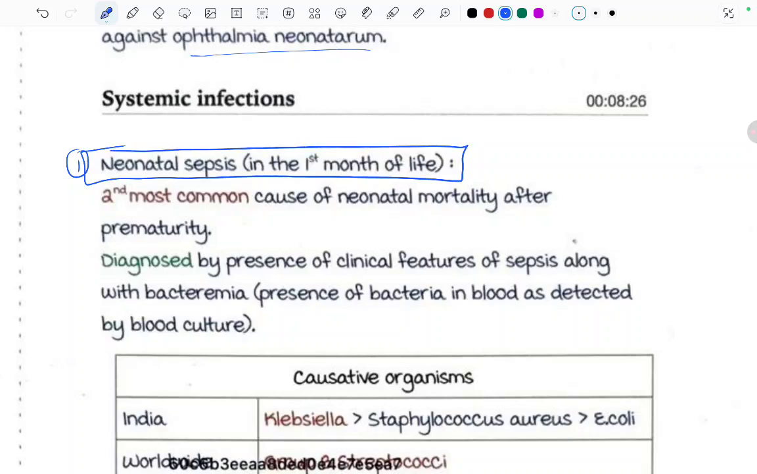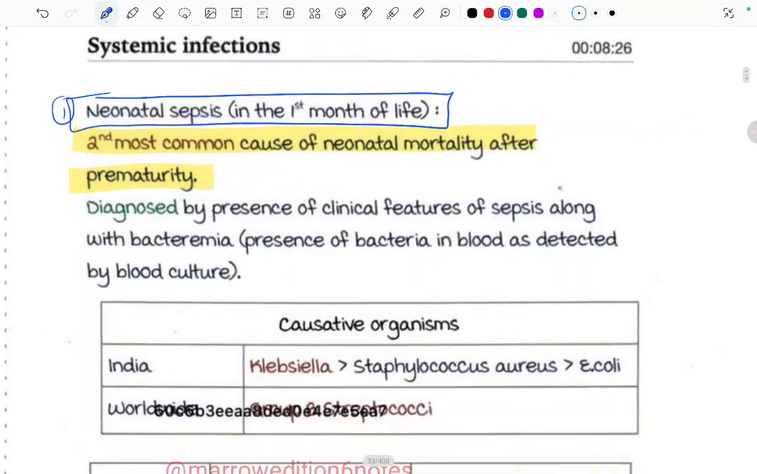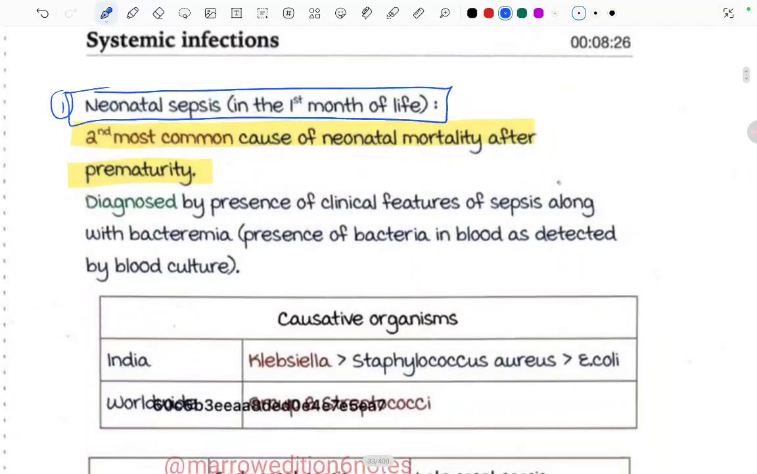It is the second most common cause of the neonatal mortality after prematurity, and this is a very important thing to remember, that the first most common cause of neonatal mortality is prematurity, and second most common cause is the neonatal sepsis. It is diagnosed by the presence of clinical features of sepsis along with bacteremia, presence of bacteria in the blood as detected by the blood culture.